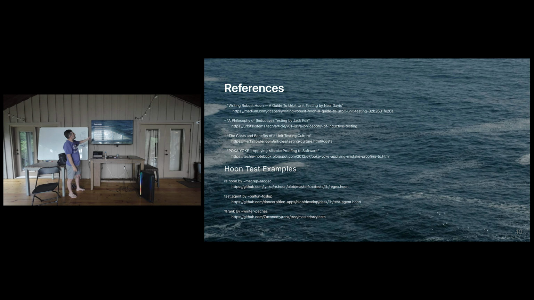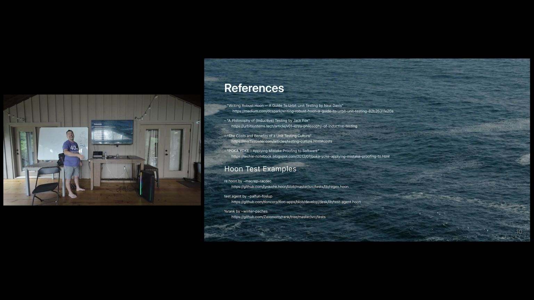Let's see. If you do download the repo that goes with the Guide to Urbit Unit Testing, the repo that's on GitHub is broken, but I have already submitted a PR to it. They haven't merged it, it's been a couple of months, but just look for my PR, and then you'll have a working example.